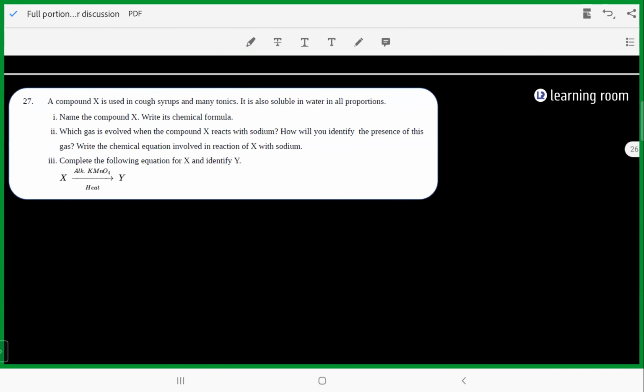Then, compound X is used in cough syrup and many tonics. It is also soluble in water in all proportions. Name the compound X. Write its chemical formula. Which gas is evolved when X reacts with sodium? How will you identify the presence of this gas? Write the chemical equation involved in the reaction of X with sodium. Complete the following equation for X and Y.